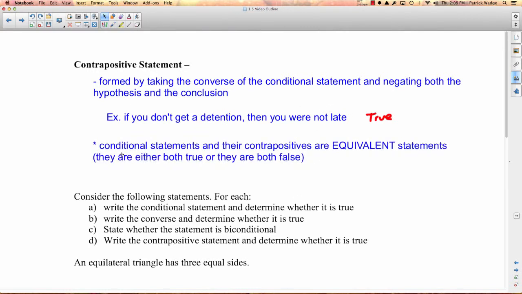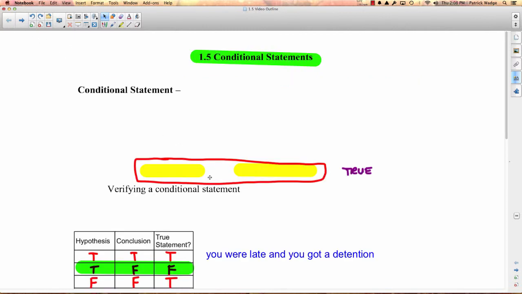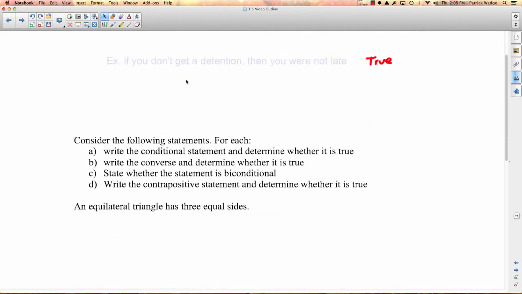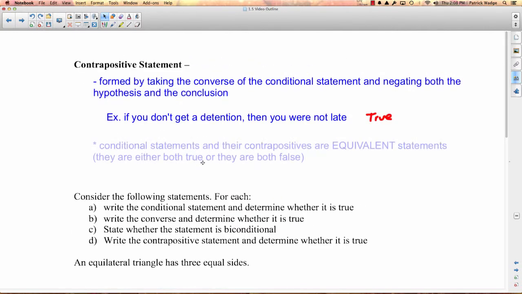You'll notice soon enough that conditional statements, so that was the original statement, if you were late then you get a detention, and the contrapositive statements are equivalent statements. So in other words, they're either both true or they're both false. It's not possible to have a contrapositive statement be false and a conditional statement be true, or vice versa. Either the conditional statement and the contrapositive statement are both true or they're both false.